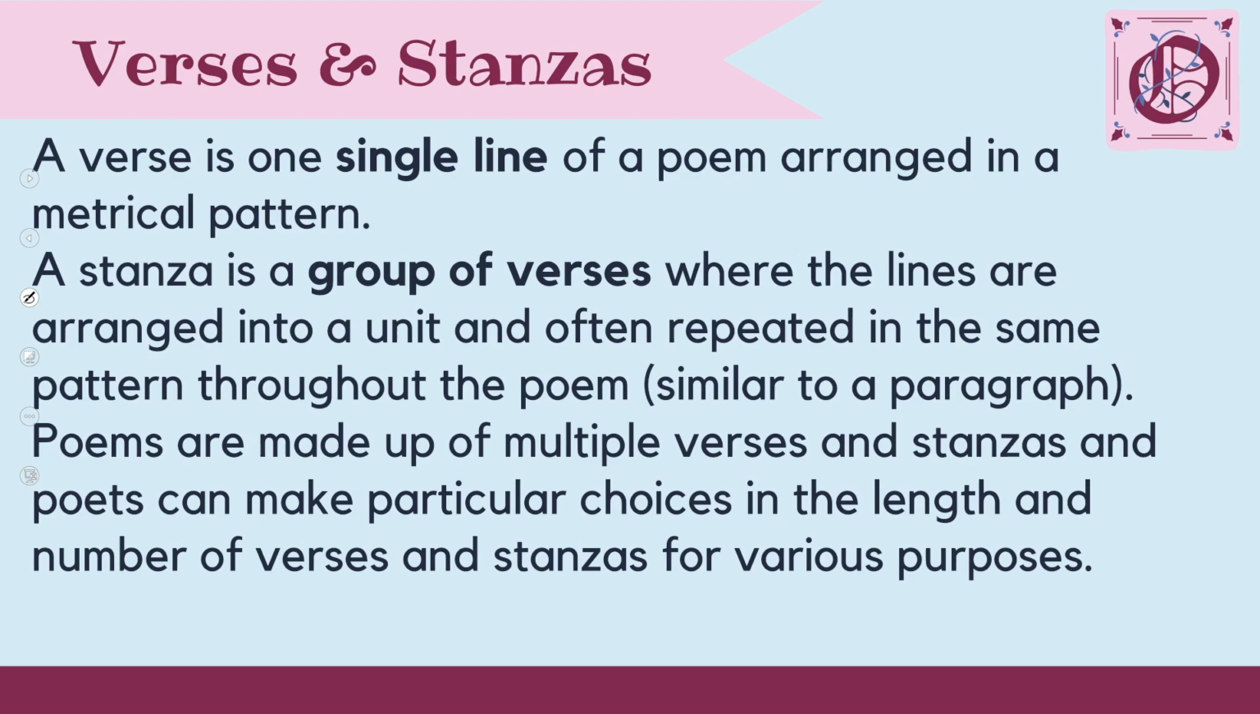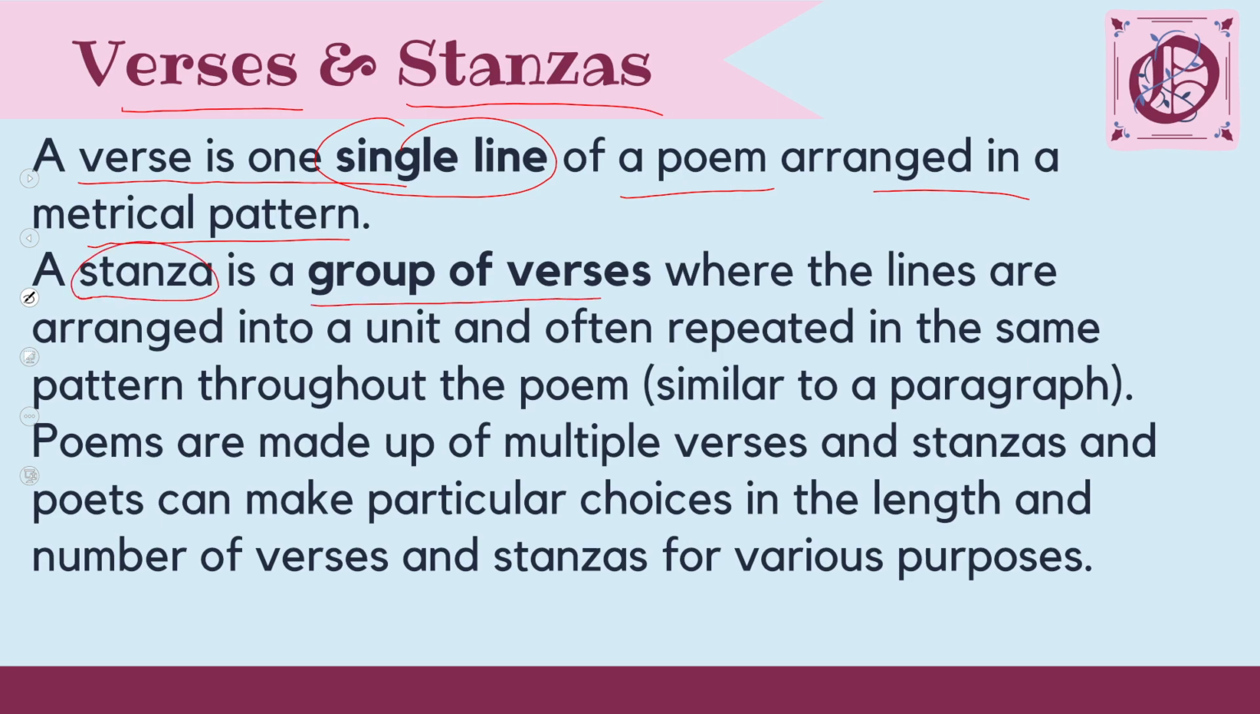So now we arrange words in poetry with verses and stanzas. A verse is one single line of a poem arranged in a metrical pattern. The pattern can be anything. There are a lot of different patterns in which you can arrange your verse. And a stanza is a group of verses where the lines are arranged into a unit and often repeated in the same pattern throughout the poem, similar to a paragraph.